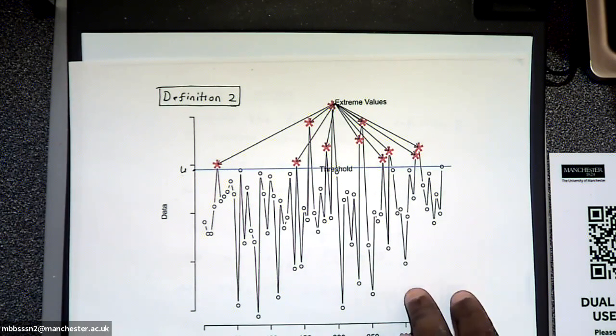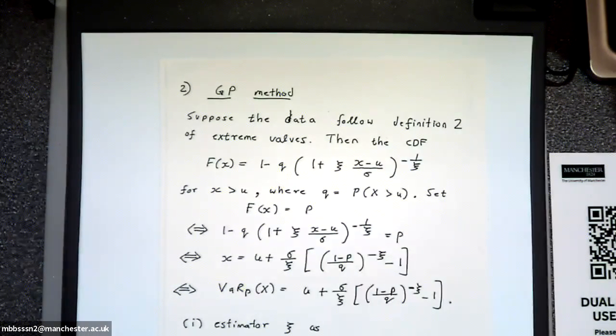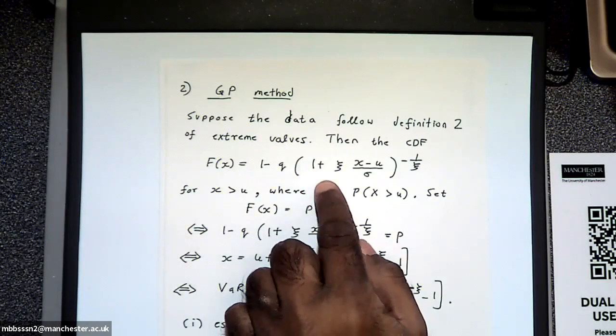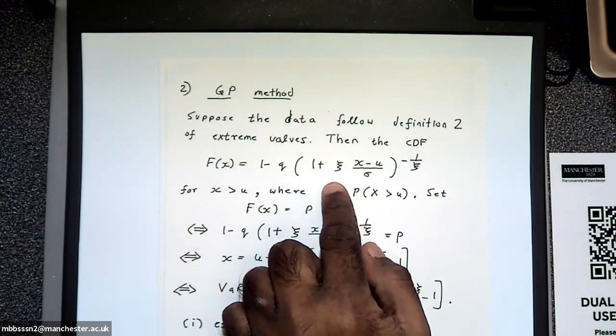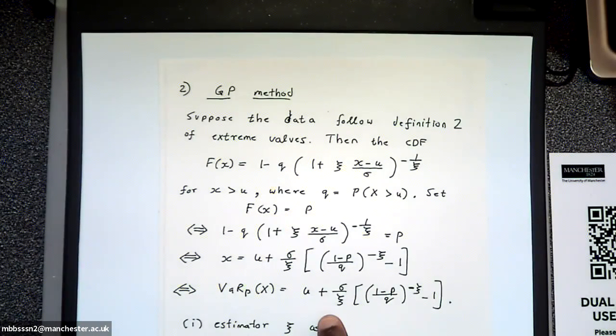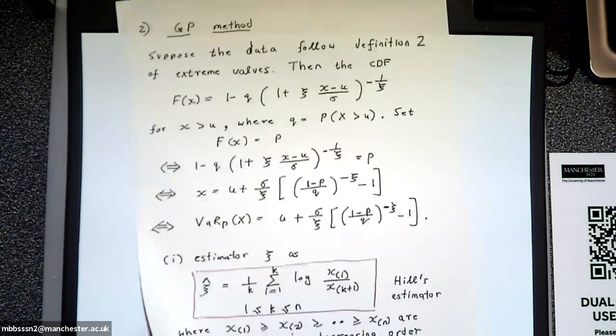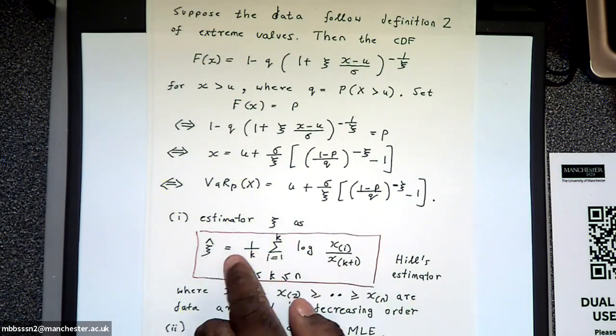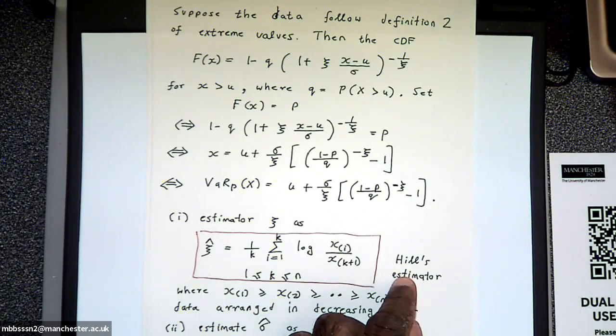So here you can have more than one extreme value per year, right? In this case, we know from what we did earlier that the distribution of the extreme value is the generalized Pareto distribution. Setting this equal to p, you get this as the formula for VaR. If you look at this formula, it has two parameters, sigma and psi. Once again, I'm going to estimate psi using the Hill's estimator, which, as I said before, is a non-parametric estimator.